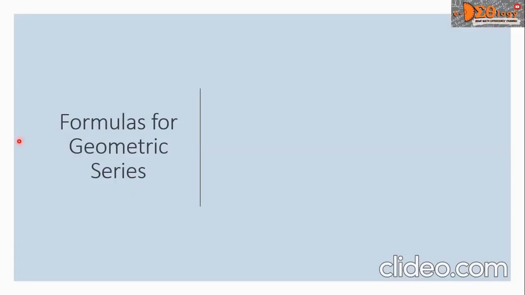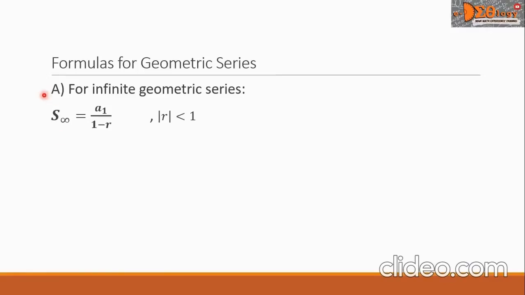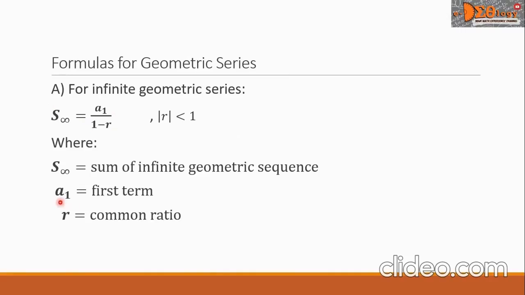Let us now discuss formulas for geometric series. The first formula is for infinite geometric series. The formula is S sub infinity equals a sub 1 over the quantity 1 minus r. A sub 1 is the first term and r is the common ratio. There is one important note here, that the absolute value of r, the common ratio, must be less than 1.